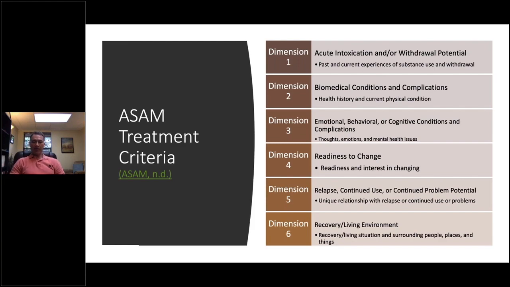So one thing I like about it is it's very holistic. It gives you 6 dimensions that you need to explore with the client. The first is acute intoxication and/or withdrawal potential. So you need to know about their substance use history, their past experiences with withdrawal, and whether they might be at risk of withdrawal in the near future.